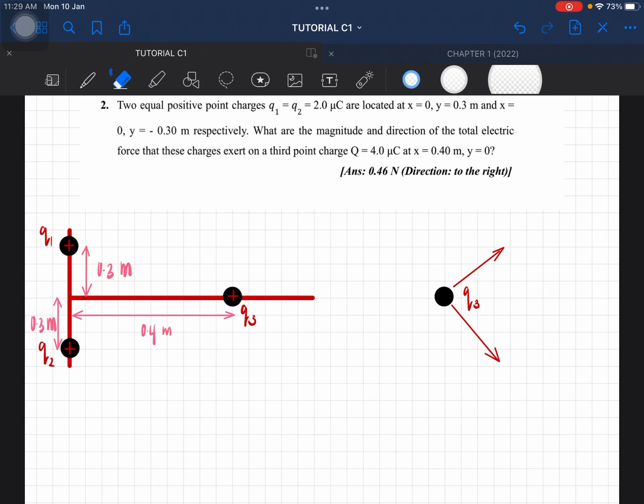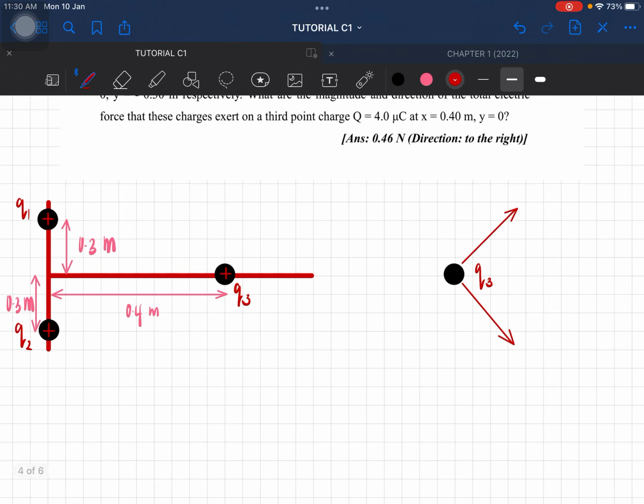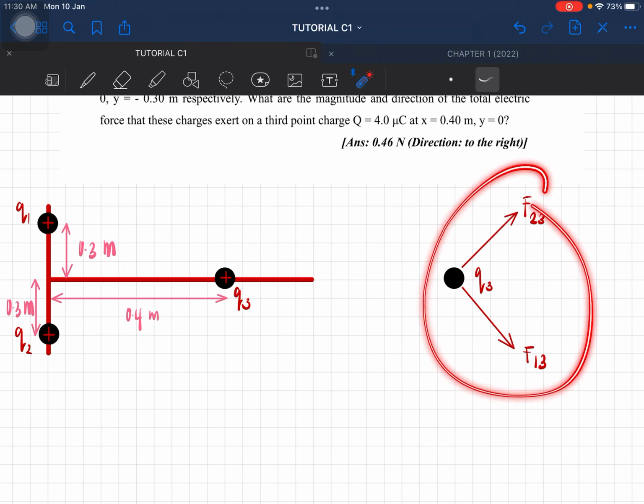Okay, let's label them first. Sorry if the music is too loud. This is force by charge 1 on charge 3. Okay, and then force by charge 2 on 3. And then what else? Yeah, that is basically the diagram for the direction of the force vectors.